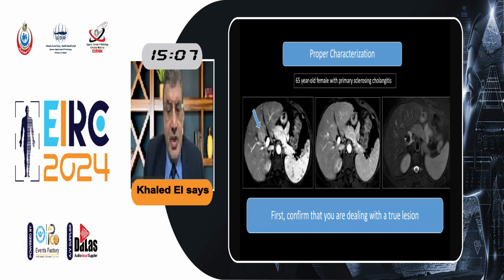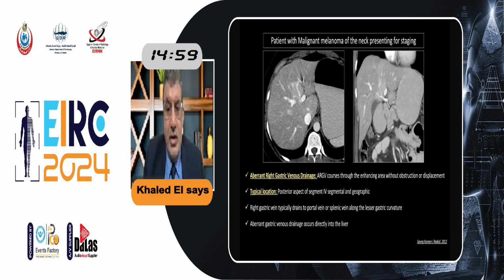So first, confirm that you're dealing with a true lesion rather than a pseudo lesion. So that's the proper characterization. Another thing here, this is another example. So what is third inflow? I'm mentioning this in particular because it has the tendency to be mistaken for other pathologies. Here you see this abnormal enhancement in segment 4, and you see an aberrant right gastric vein supplying it. So basically it's called third inflow.